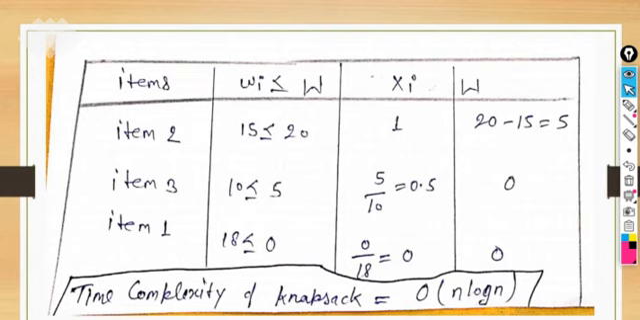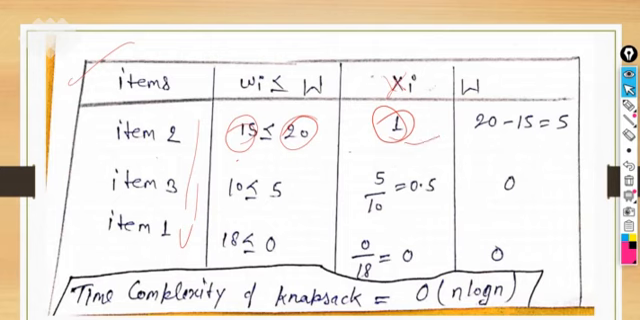Now we are again drawing a table in the decreasing order of the items: 2, 3, 1. Now we have to check the per unit values. 15 kg is the weight of item 2, and what about the total weight of the knapsack? It's 20. So you can take it completely. This one, xi, indicates the number of items that you are taking. So one indicates you can take it completely.